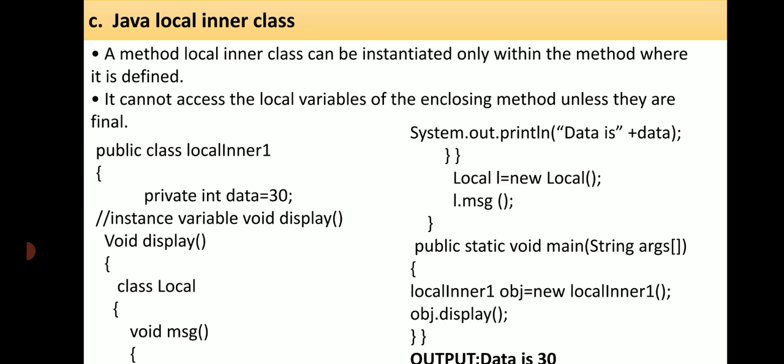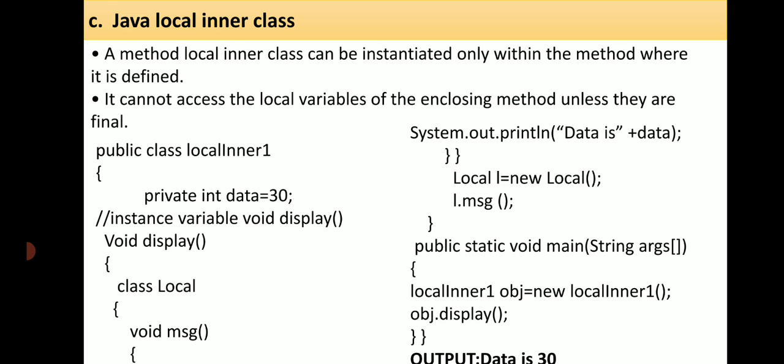It cannot access the local variables of the enclosing method unless they are final. It cannot access any local variables of the method unless they are final. Only it can access the final variables. See here, we are creating one local inner class, and here we are displaying a class, local inner, inside a method.